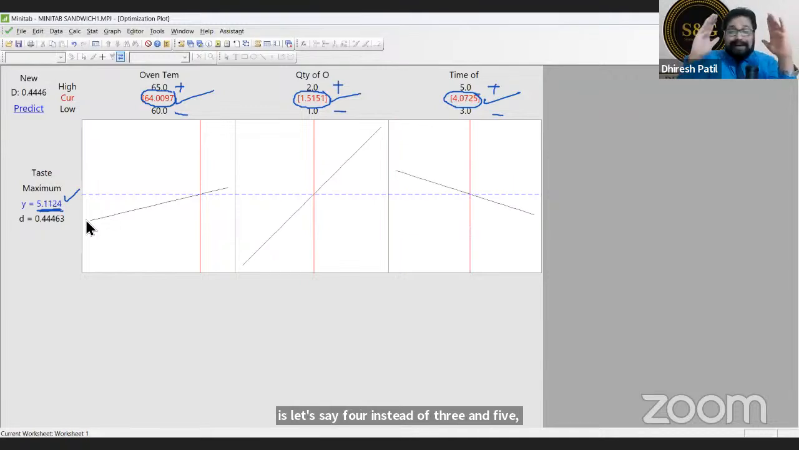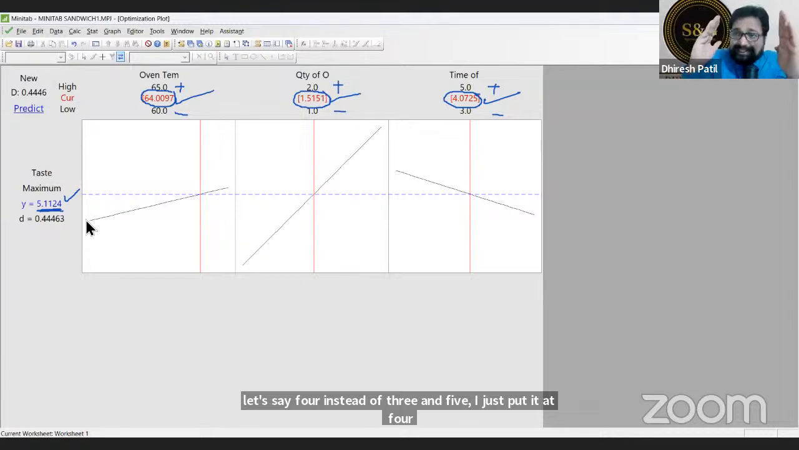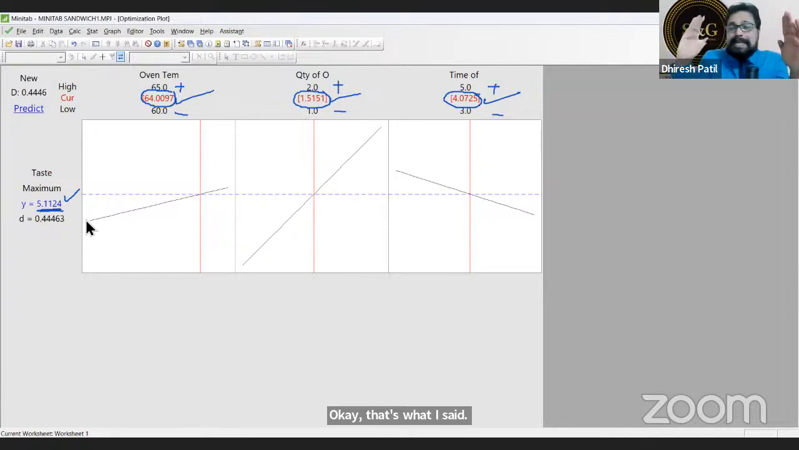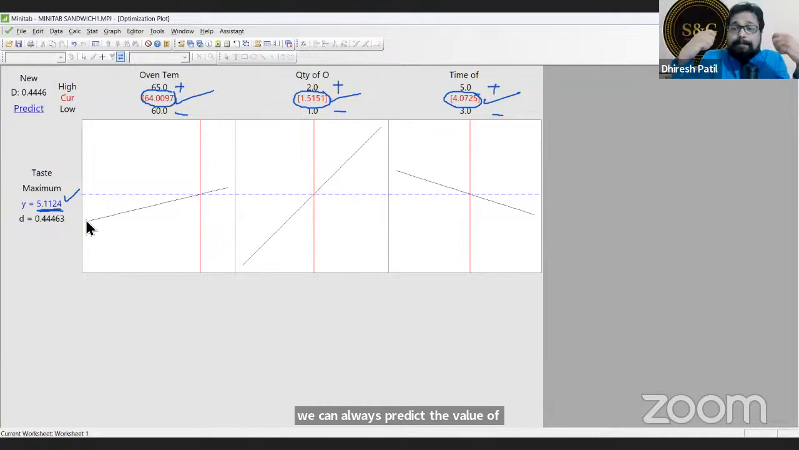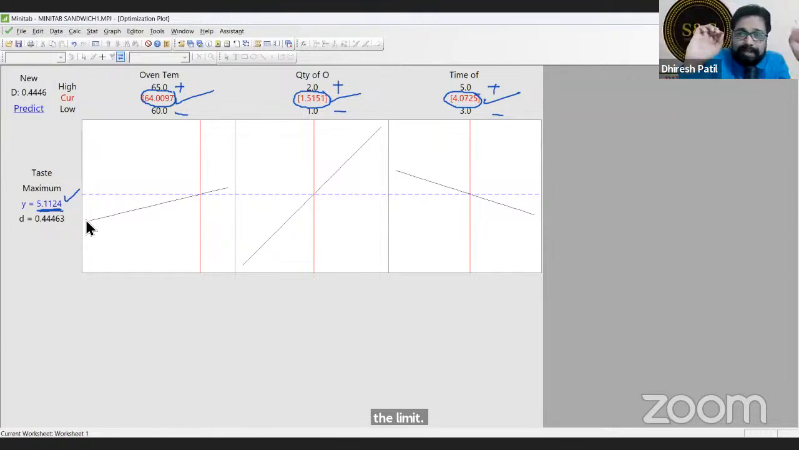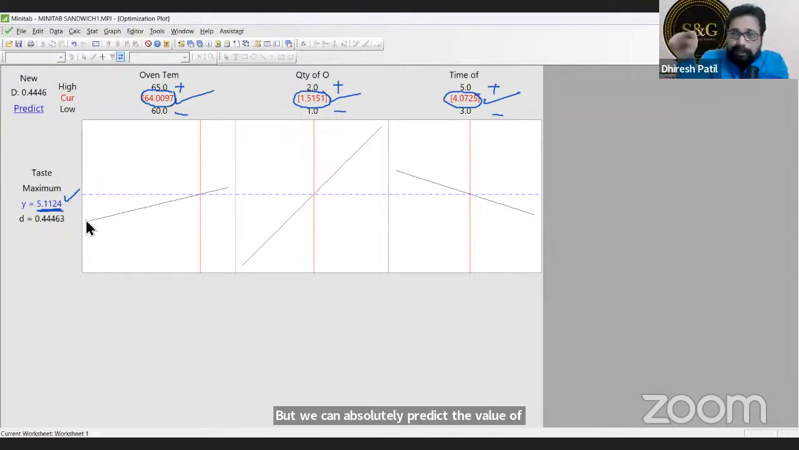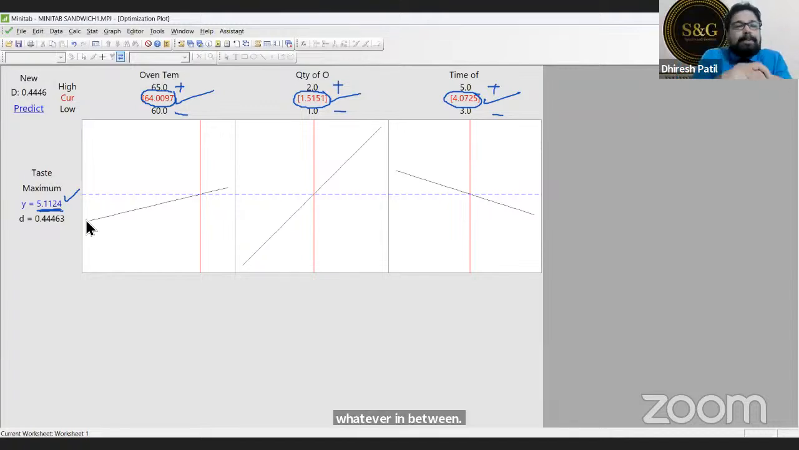Okay. That's what I said. You set the levels to maximum and minimum. In between, we can play around. We can always predict the value of in-between values. We cannot extrapolate the values which are outside of the limit. But we can absolutely predict the value of any X or any Y, whatever, in between. This is called response optimizer. And this is called design of experiments.